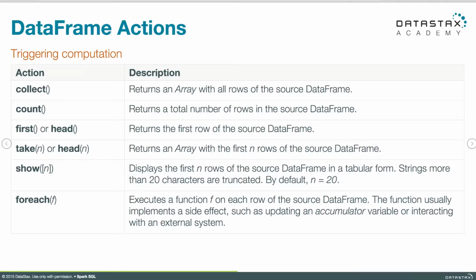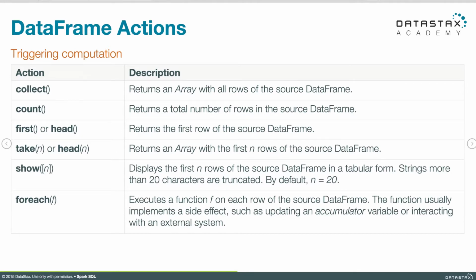Some simple data frame actions. There's collect, which is going to gather up all of the rows in the data frame and return them to the application or the Spark shell as an array. So if you've got a lot of results, maybe you don't want to call collect, but if you know it's a small result set, that's perfectly fine to do. Count, it's just going to count them. First or head is super handy for grabbing the first element, great for hacking, and sometimes it's the thing you want to do. You want to grab the first row in the collection.